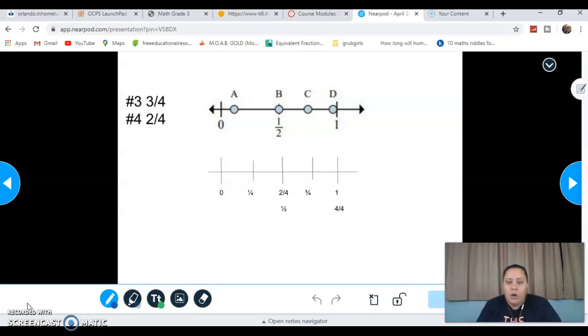Okay, so we're going to go through a few of the questions, not all of them. Number 1 and 2 were pretty self-explanatory because the number line matched the denominator. So we're going to focus on number 3 and 4. I pulled this directly from the worksheet from yesterday.